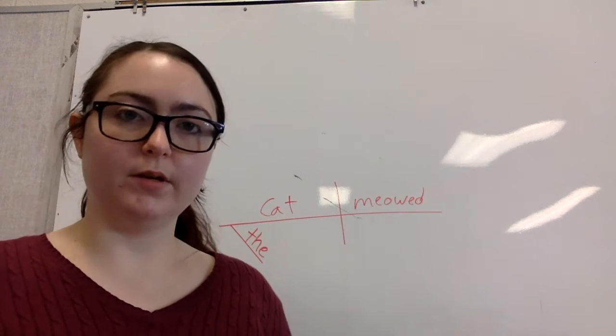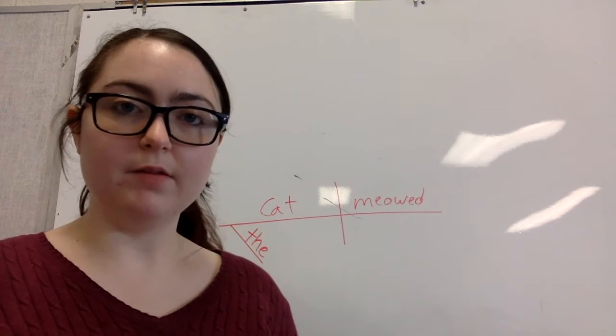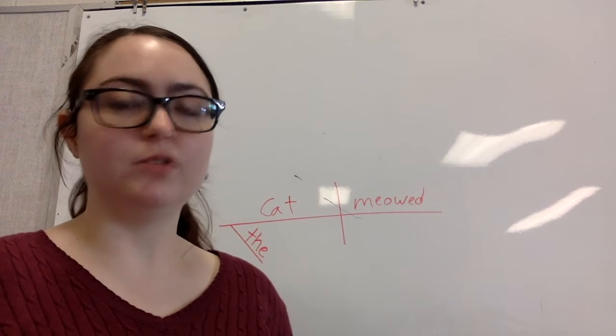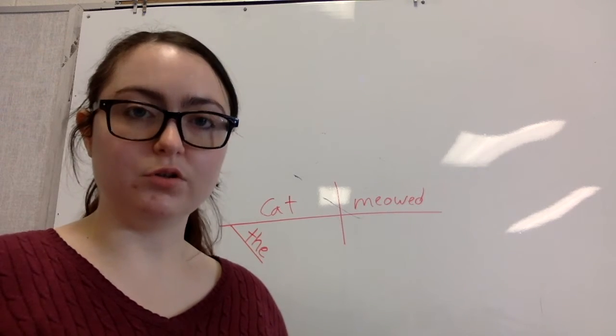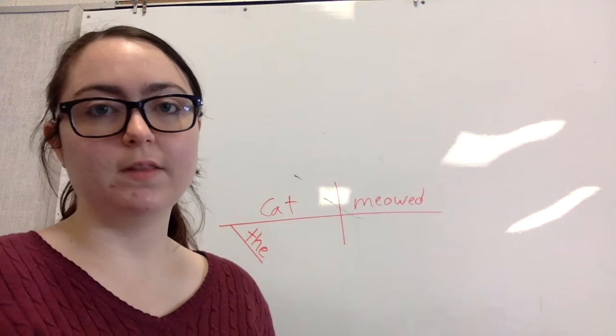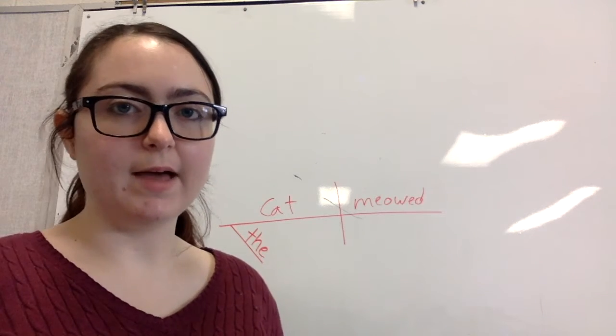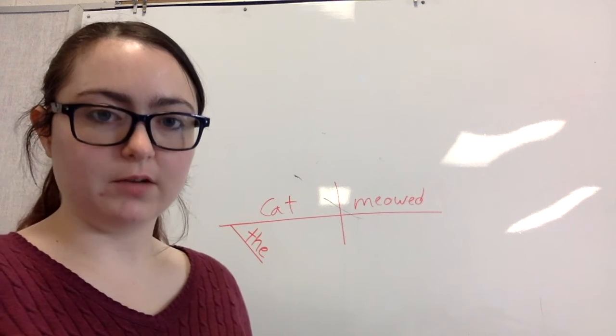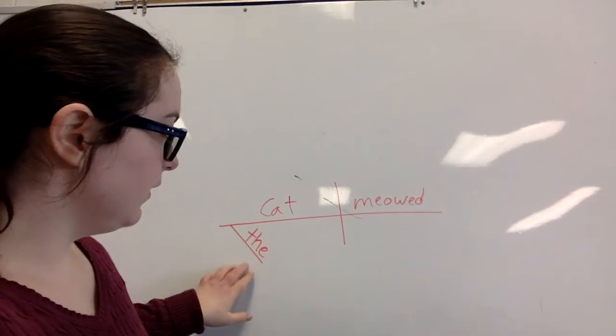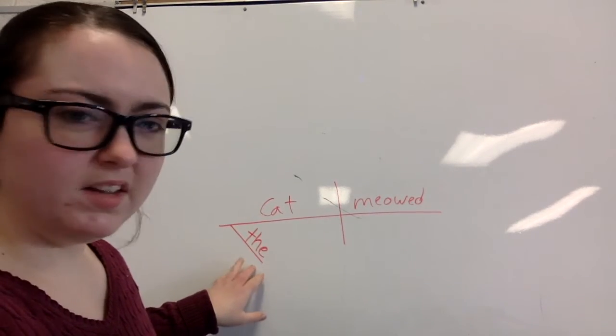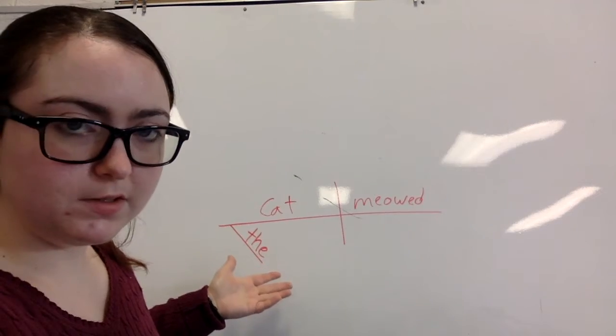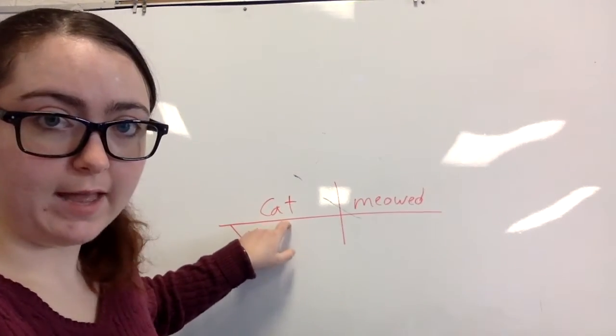Okay, pretty simple, but what if we add in another modifier? What if we describe the cat as being orange? Well, if the cat is orange, then orange is a modifier describing the cat. So that also goes on a diagonal line underneath cat. It's not related to the because the and orange don't have anything to do with each other, so it's going to go directly underneath cat.